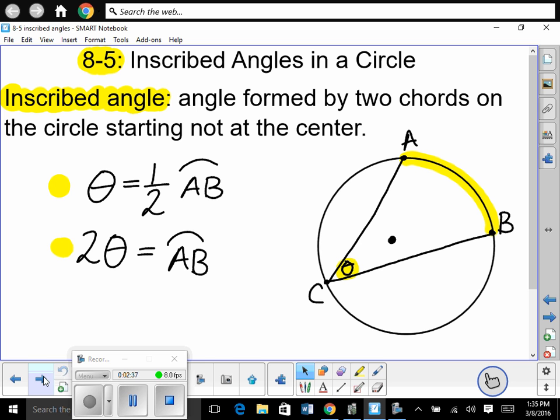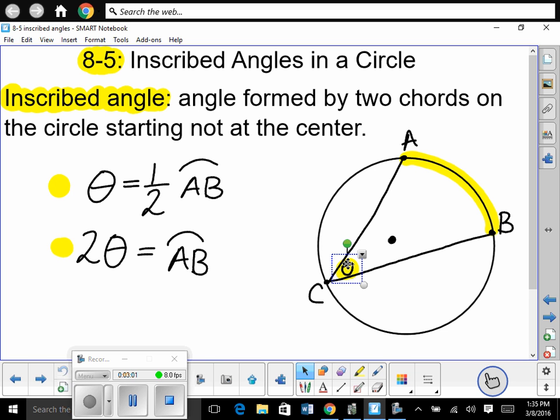Yes, right? Now, here's the algebra. If theta is equal to 1/2 of arc AB, couldn't we multiply both sides by 2? Yeah? Right? So that'd be 2 theta equals arc AB. Does everybody understand? So you have to be able to go both ways. An inscribed angle is half of the amount of its arc, or this angle times 2 is equal to this arc. You guys understand it both ways.